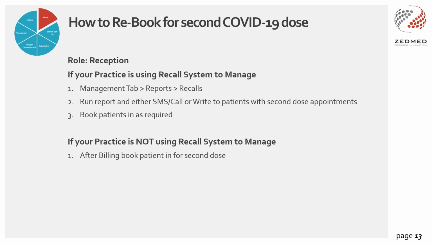Rebooking appointments for the second dose is quite straightforward, and there are two options. As I mentioned before, if you're using the recall system, you would simply add that recall at the time of the vaccination, and our reception staff or the nursing staff would use the management tab, reports and recalls, to then run reports to either SMS, call or write to patients in relation to their second dose appointments and book those in as a response is received.